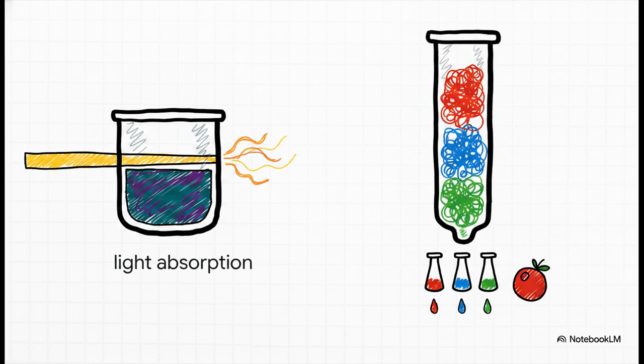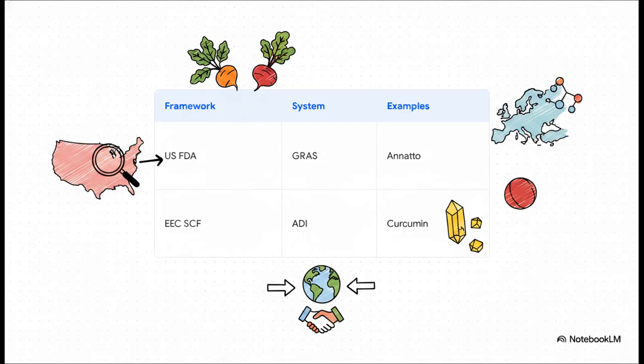However, for true precision, analytical chemists rely heavily on high-performance liquid chromatography, or HPLC. When coupled with a photodiode array detector, HPLC gives us immense high-resolution power. It can cleanly separate and detect individual pigment components in complex matrices, like isolating specific anthocyanins in a cranberry extract, for example. From analytics, we naturally move to the global regulatory landscape.